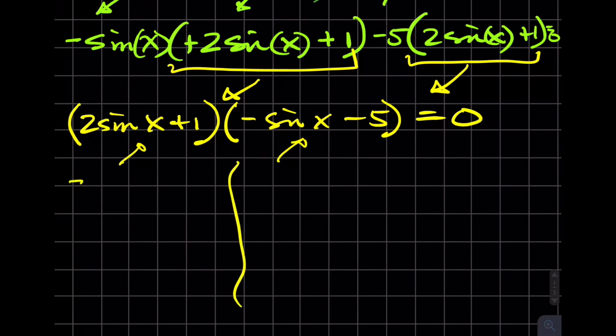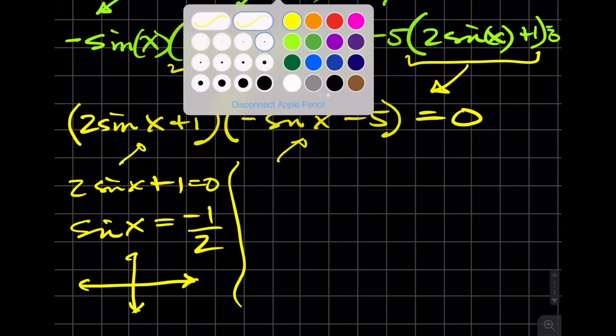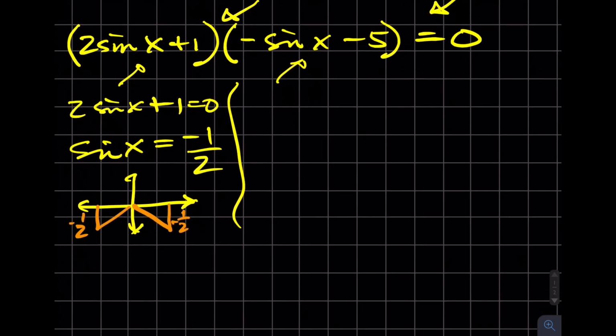So when is 2 sine x plus 1 equal to 0? I'm going to subtract 1 from both sides and divide both sides by 2. So I get sine of x equals negative 1/2. Where is sine negative 1/2? Well, it's negative 1/2 here and over here. And that's when the angle is 7 pi over 6 and 11 pi over 6.